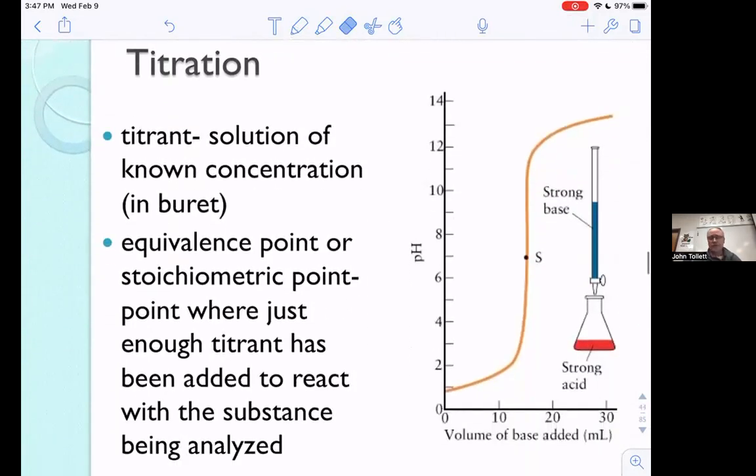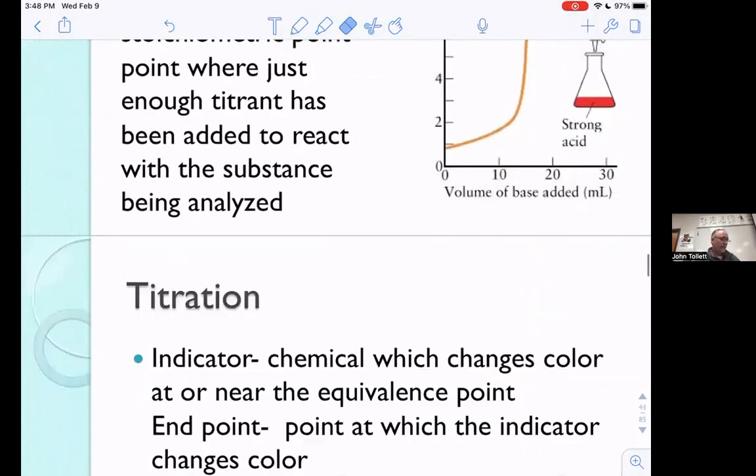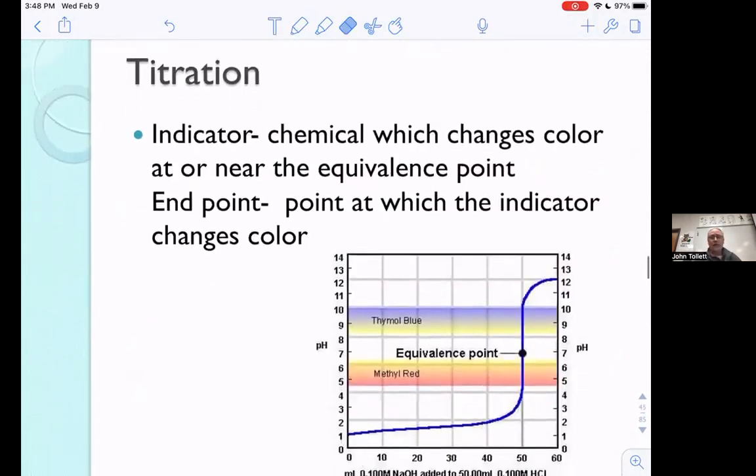So there's your titrant. That's the solution that you know. Usually it's in the burette, 90% of the time it's in the burette. And the equivalence point is going to be where you have the same number of moles of acid as moles of base. It's also called the stoichiometric point, means the same thing. It's where your moles of acid, moles of base are the same. It can coordinate with your indicator if you actually choose the appropriate indicator.